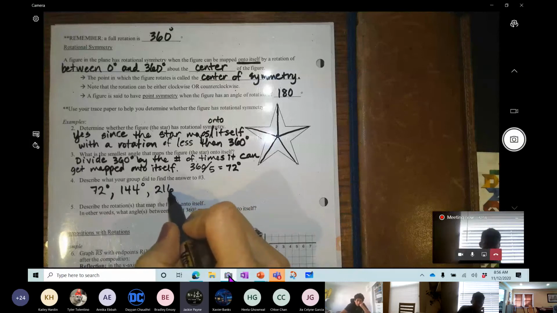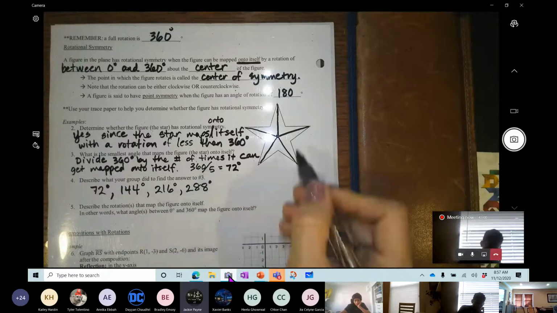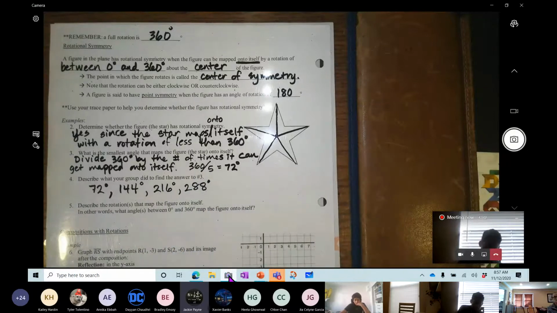The third one's going to be 216 degrees, and the last one will be 288 because we don't count 360. But that's 5 different times that you can rotate it.